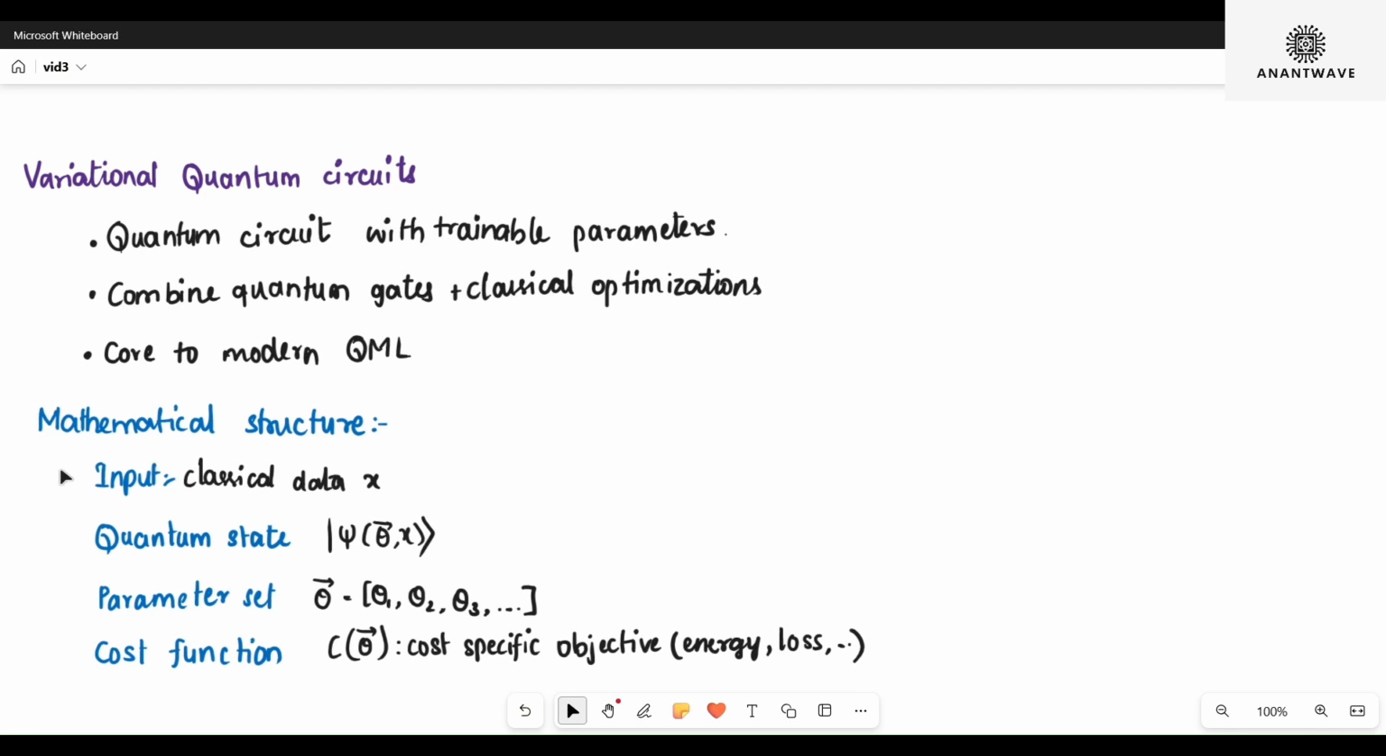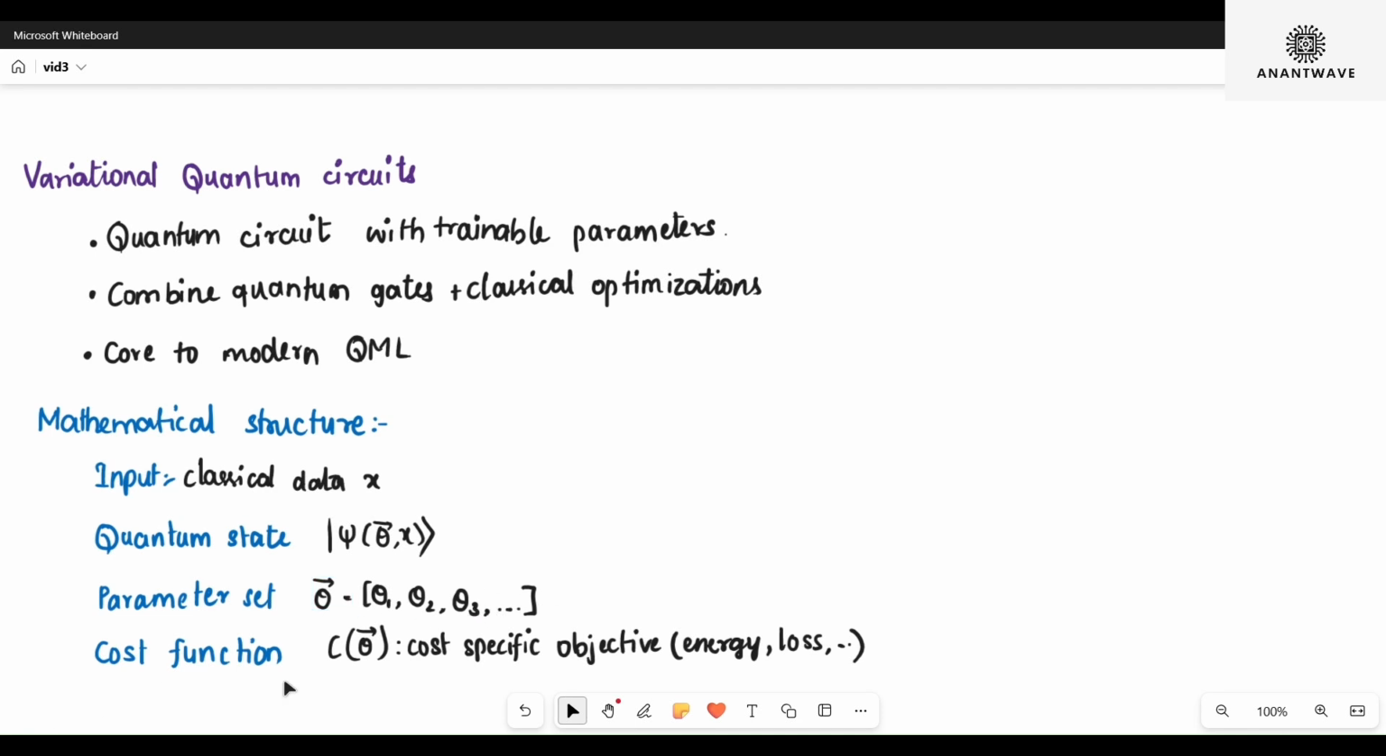Let's study the mathematical structure of VQC. We have an input which is classical data. We'll be taking input as classical data and then converting it into a quantum state with a parameter theta, |phi(theta, x)>. Here theta is the parameter set, which will have a wide range of parameters.